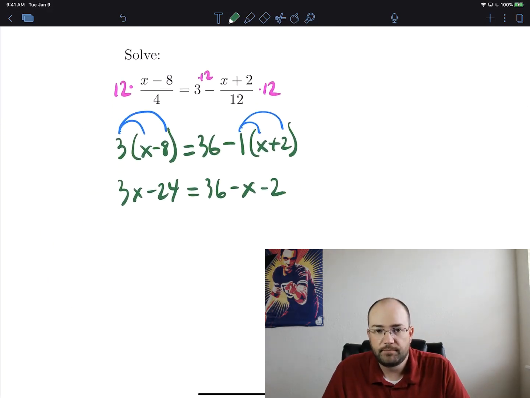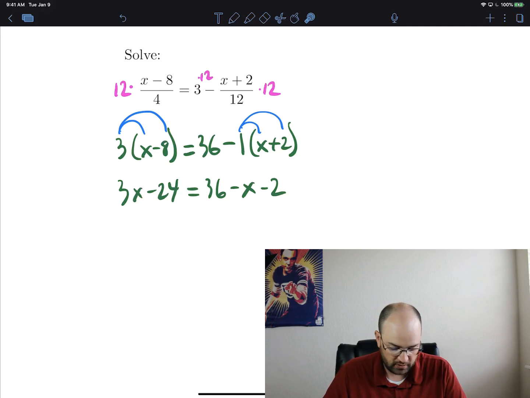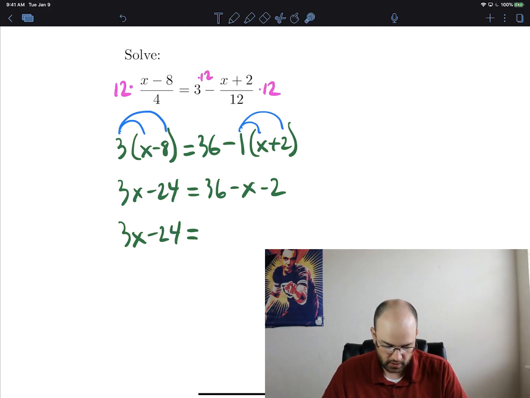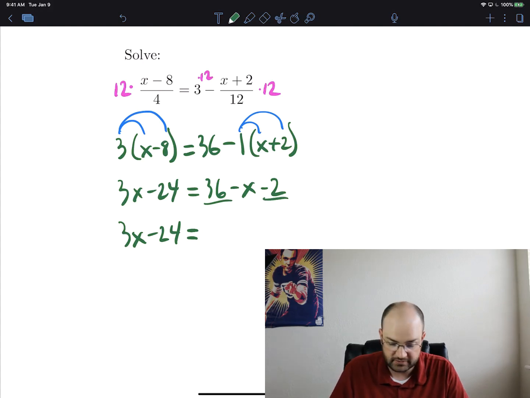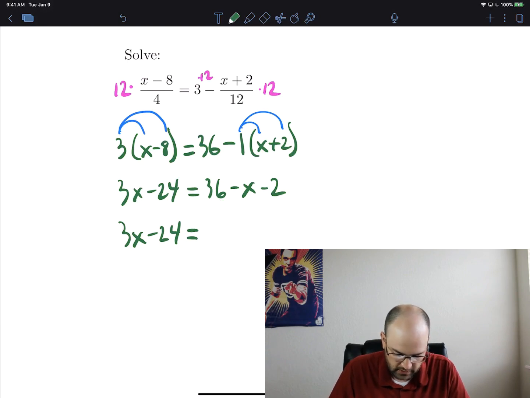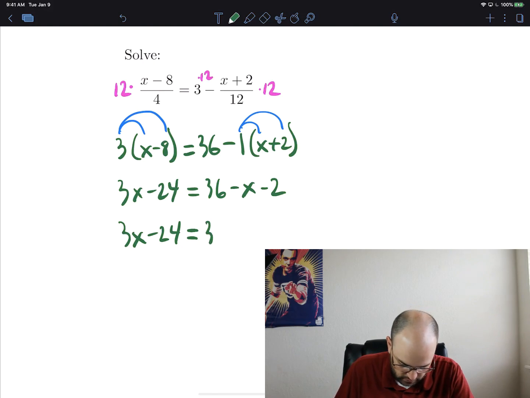And now we just combine like terms on both sides of the equation. So on the left-hand side, we have 3x minus 24. Neither of those two are like terms, so we'll just leave it as 3x minus 24. On the right-hand side, 36 minus x minus 2, notice that the 36 and the negative 2 are like terms, it's the word we like to use. So we're left with 36 minus 2 is 34, and then minus x.